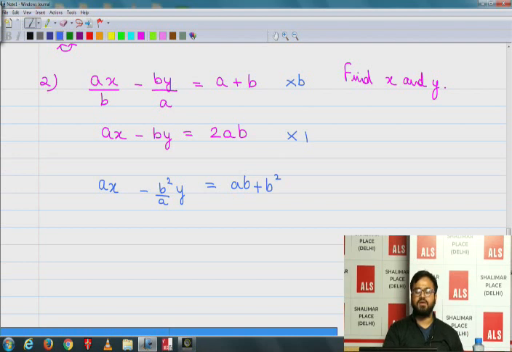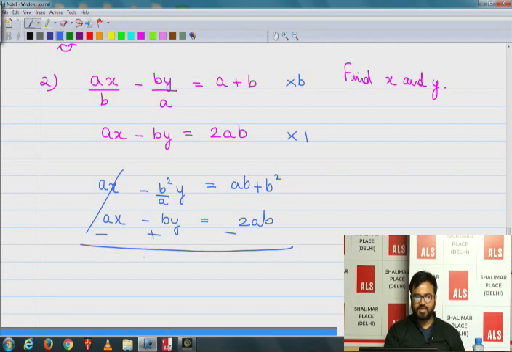Multiplying by b, a upon b into b, b and b will get cancelled out. So ax minus b square y upon a, and a into b is ab plus b square, and the second equation will remain as it is. Subtracting, minus, plus, and minus it will become. This will get cancelled out. Now if you take y as common, we will be left with b minus b square by a, and on the right side ab minus 2ab, it will become minus ab.